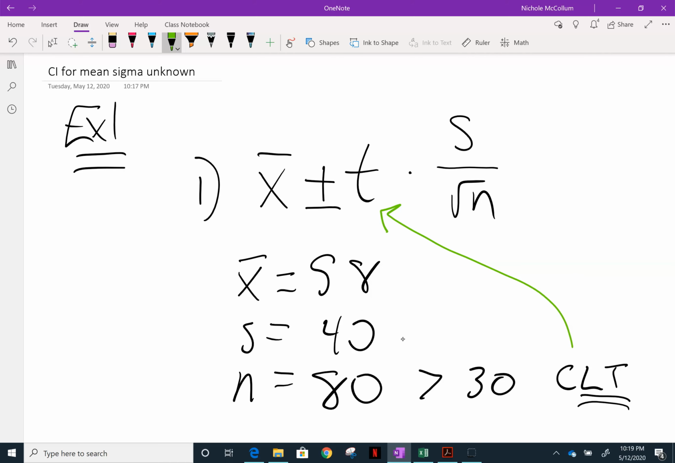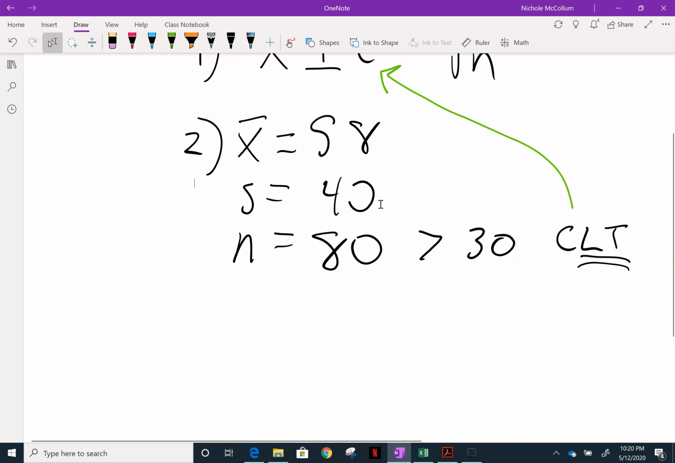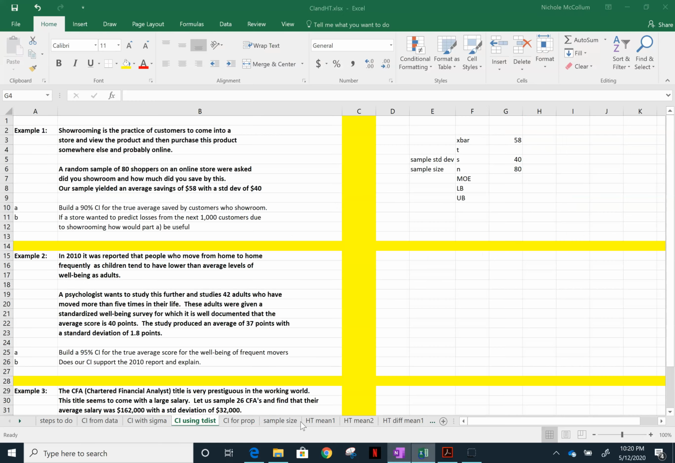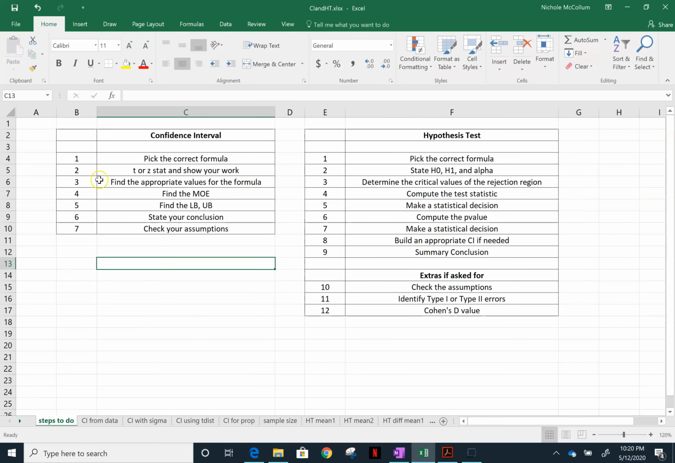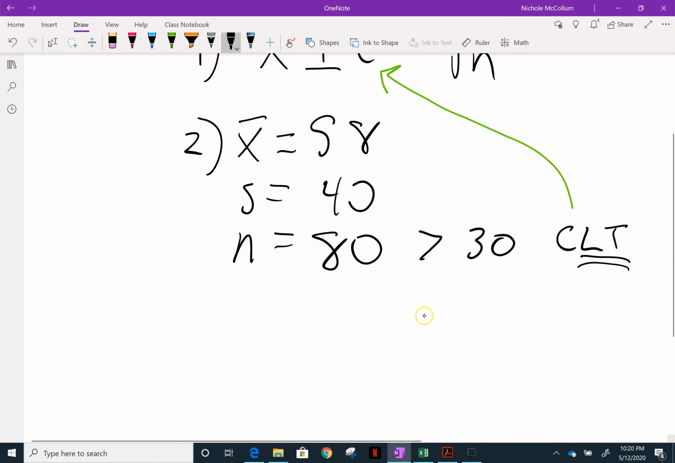This is step 2, by the way. Step 2 is locating all the letters to plug in. I want to build this confidence interval, which means I need all the letters. There's only one really that I have to dig into. And so I want to get you guys used to my steps. So pick the correct formula, T or Z, find the values. And that's what we're doing right now. We're finding the values. So we need to find T.